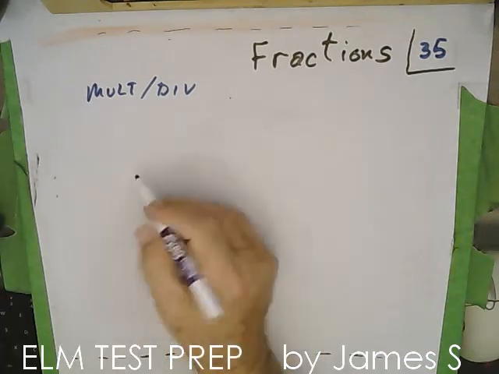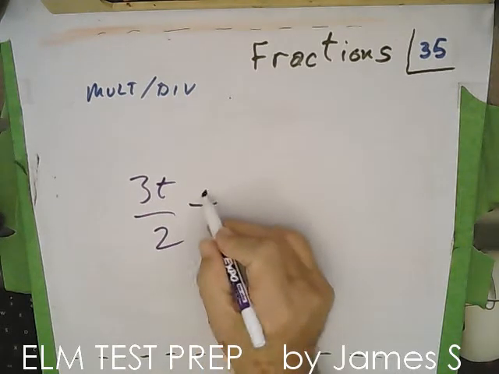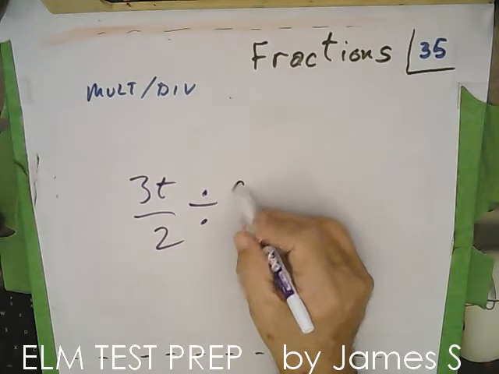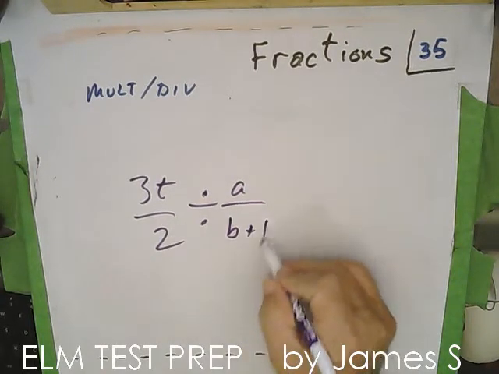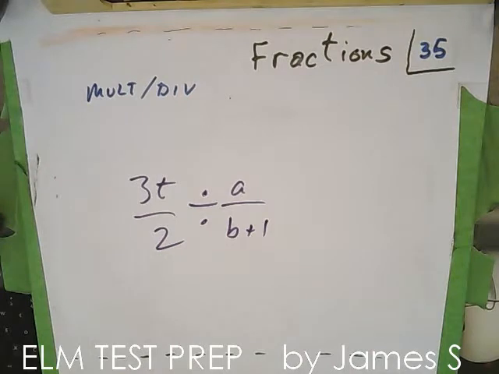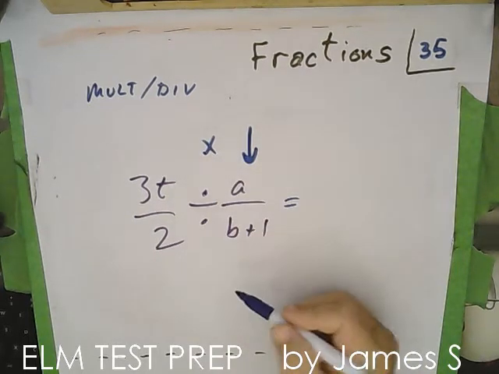So let's try something that's a little more complicated. 3t over 2 divided by a over b plus 1. Well, this certainly looks complicated enough that I might want to just tear my hair out and throw the test in the basket and go home. But let's go back to our rule. We're going to invert and multiply.